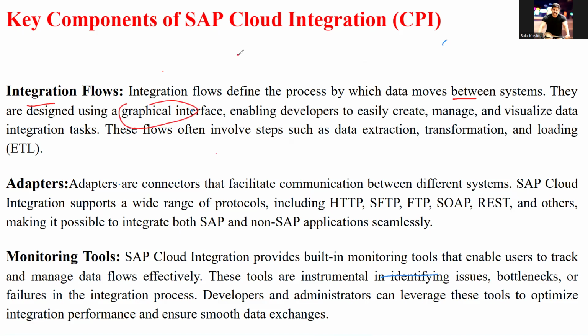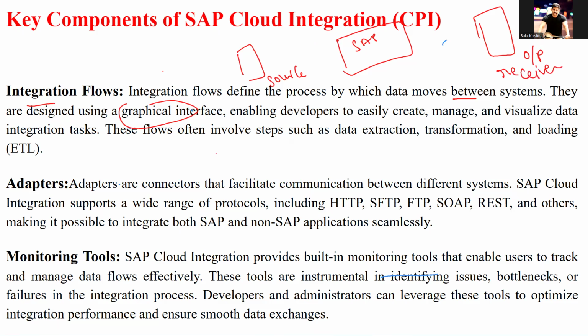Suppose you want to create one: this is the source, in between is SAP CPI, and this is the destination, the output, the receiver. The source connects with SAP and then SAP connects with the receiver. These are the connectors. What protocols do we have to use? HTTPS and SOAP, and inbound adapters and outbound adapters are required.